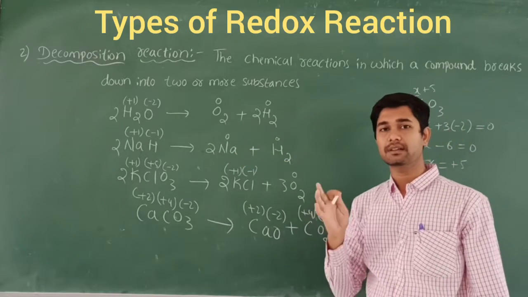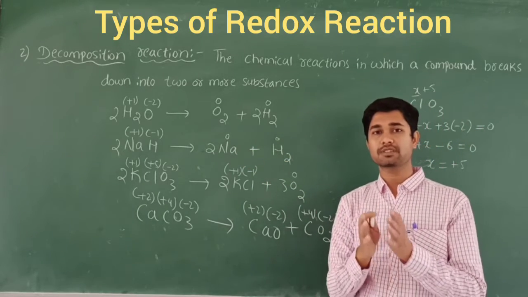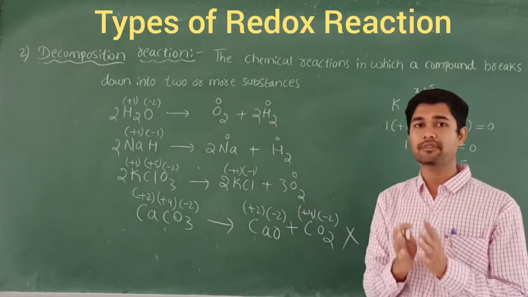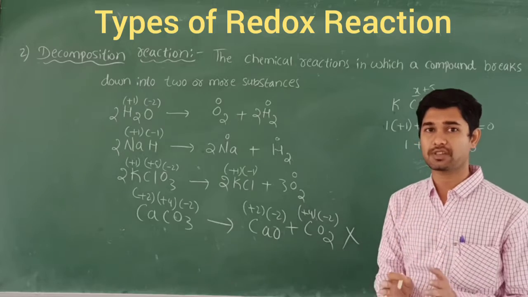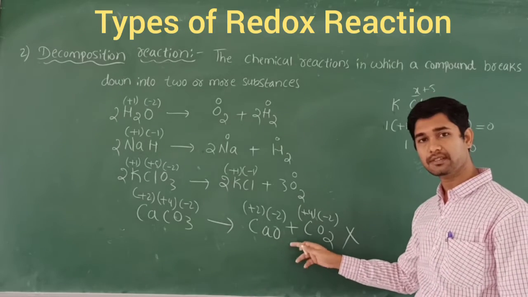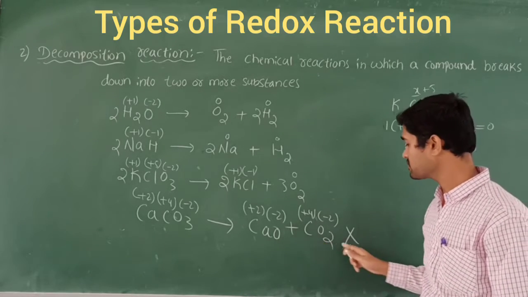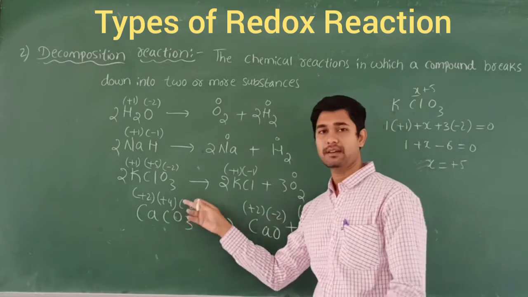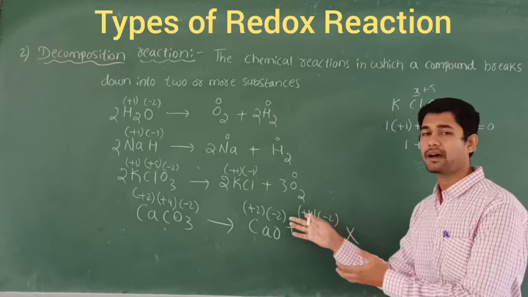So whenever in a reaction the oxidation number changes from reactant to product, this type of reaction comes under the redox reaction. Even though this is a decomposition reaction, it does not come under the redox reaction because the oxidation numbers in the reactant as well as the product are the same.